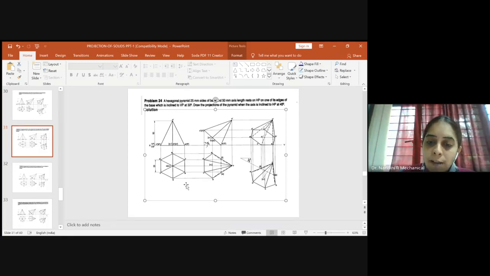After drawing the projections, now please read the locus. So here you have locus of A. Locus of A is meeting A dash at this point. So this will be our point A. And then locus of B is meeting B dash at this point. So this is our point B. Locus of C is meeting C dash at this point. So this is our point C. Locus of D is meeting D dash at this point. This is our point D. Locus of E is meeting E dash at this point. So this is our E.